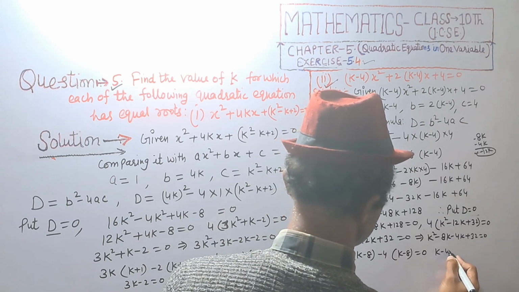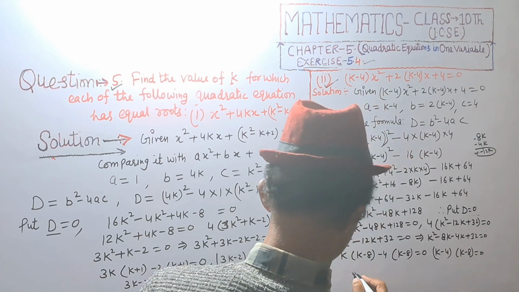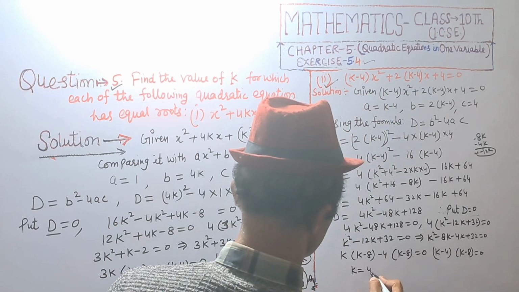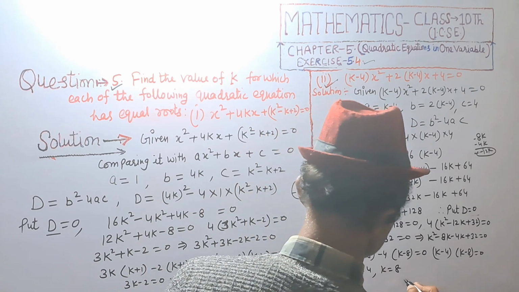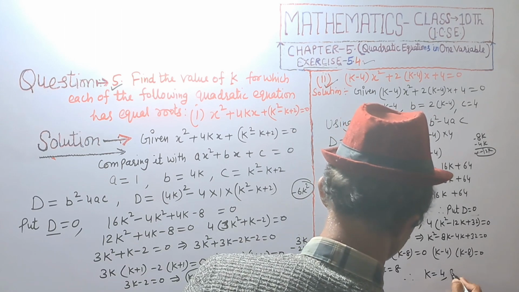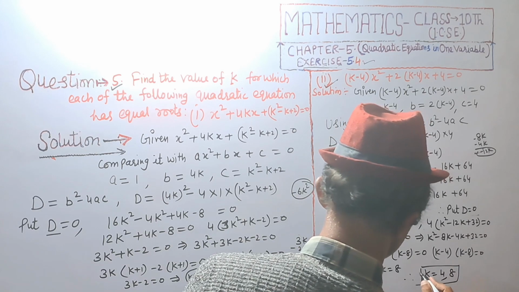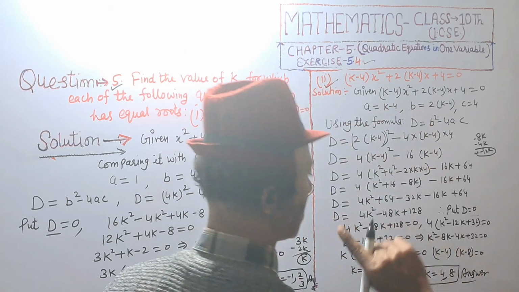So we get k minus 4 and k minus 8 equal to 0. k is equal to 4 and k is equal to 8. So we get the value of k is equal to 4, 8. Answer.